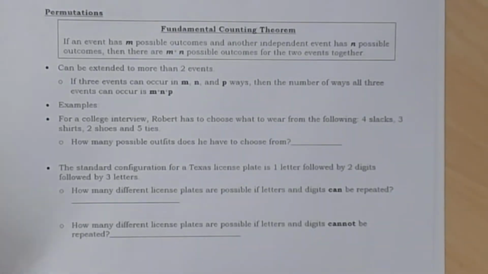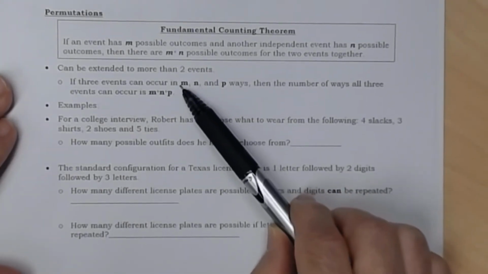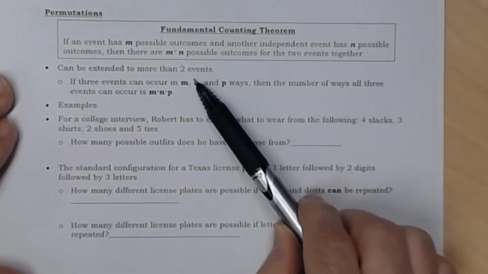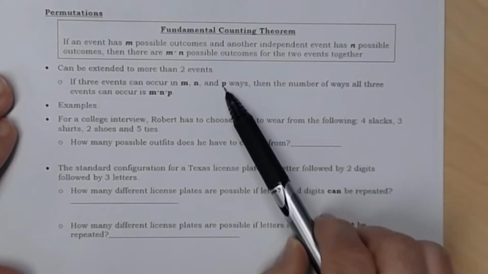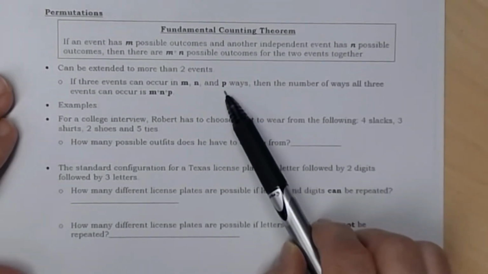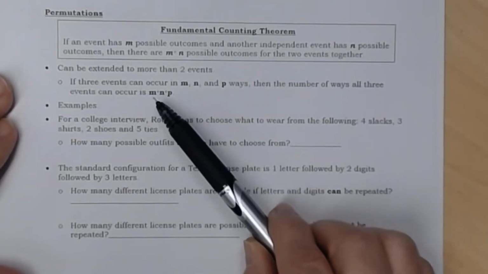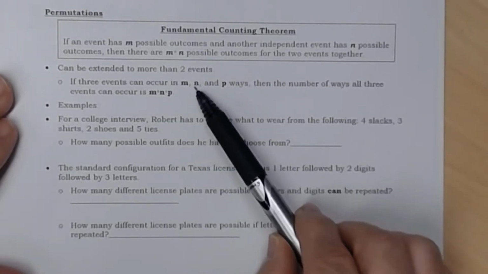Okay, and so we also extended it to more than 2. We had examples where we had three events. So event 1 had m possible outcomes, event 2 had n, event 3 had p ways, and so to get the number of ways, we multiplied m, n, and p together.